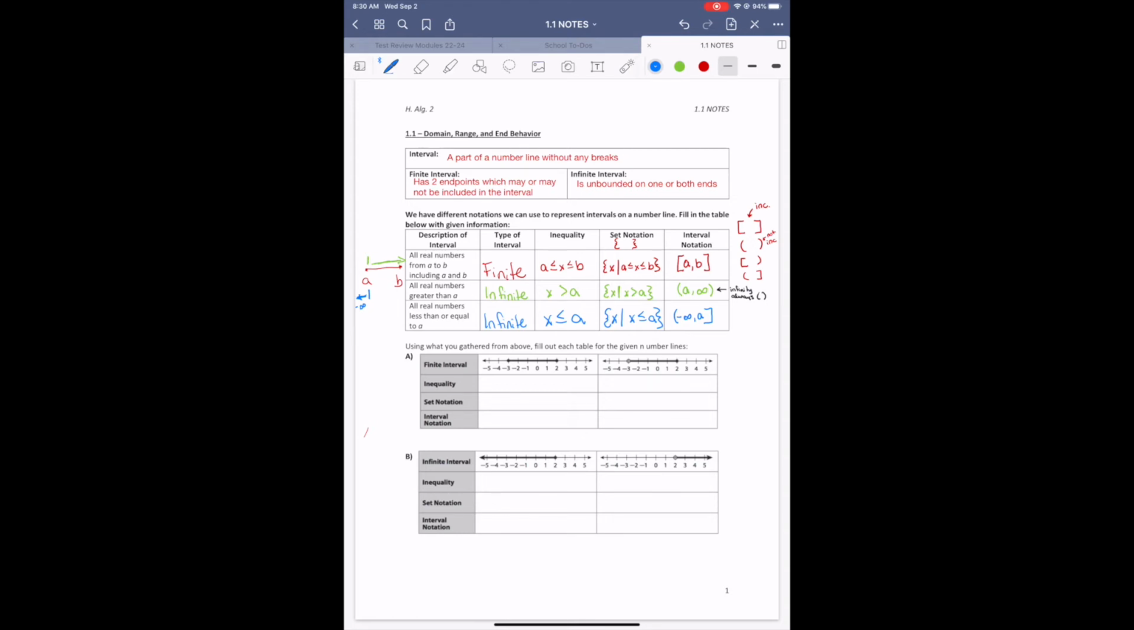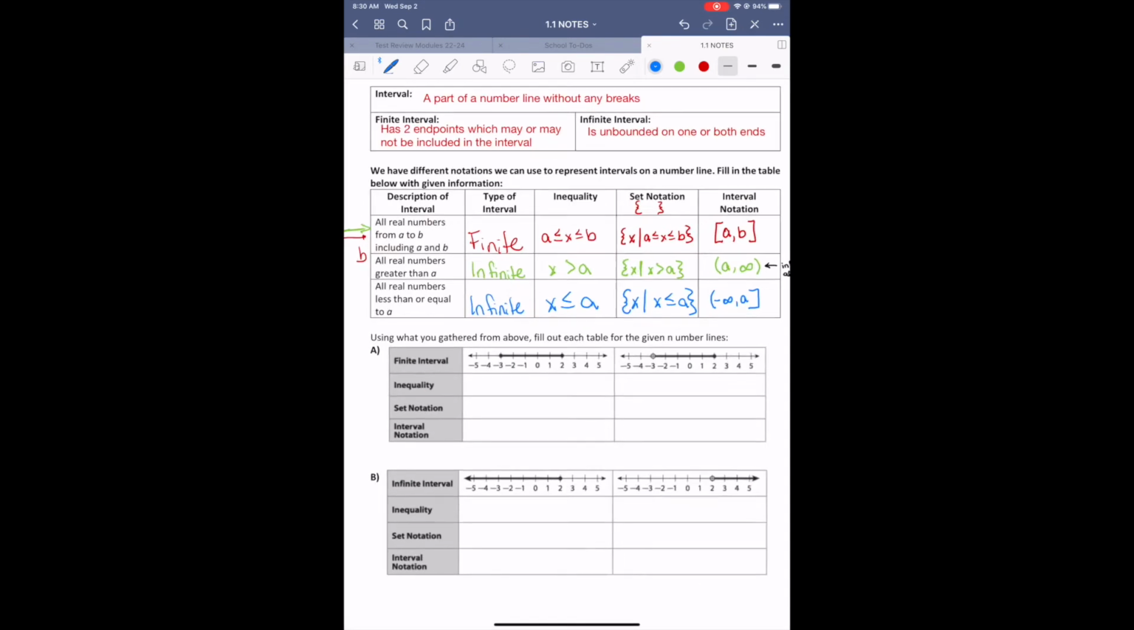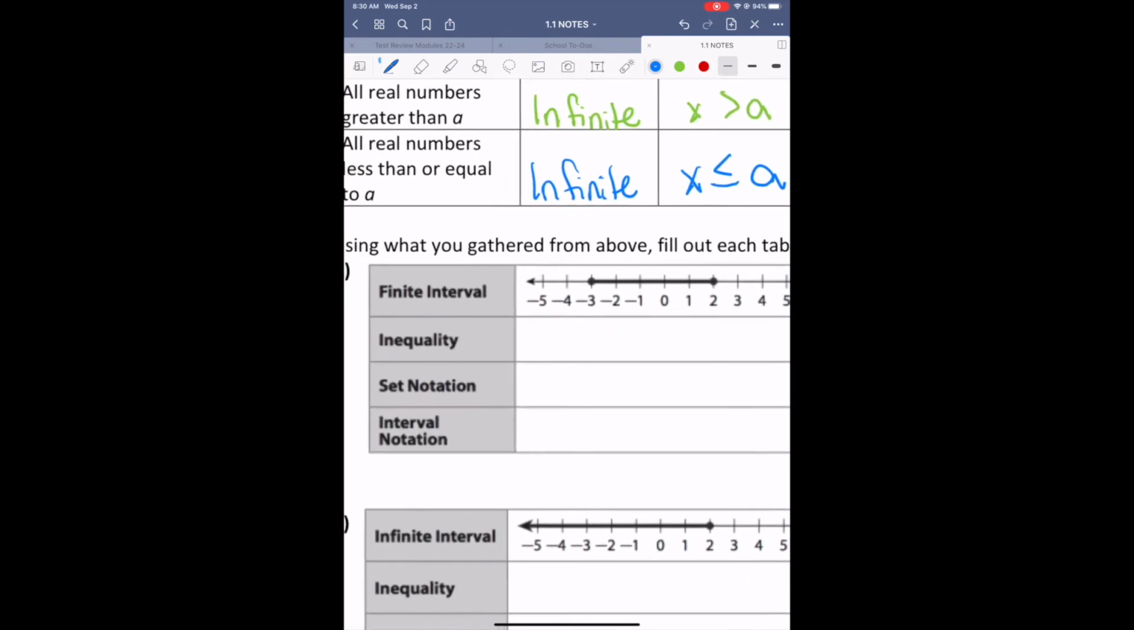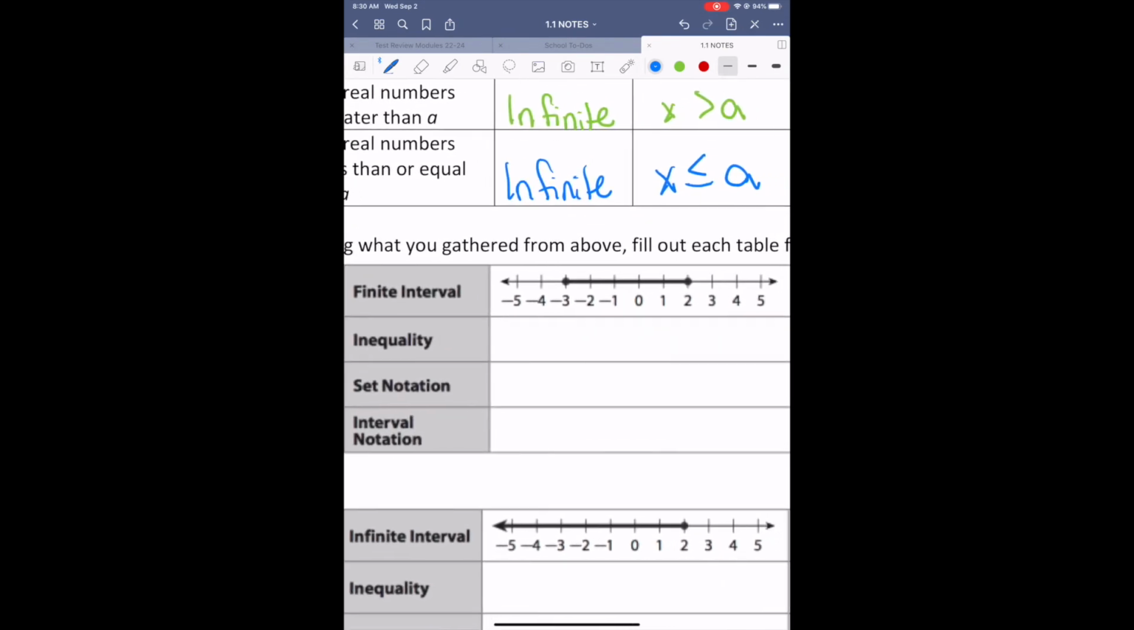So let's go ahead and do a few examples here. Looking at this first number line, we are going to write it as an inequality, as set notation, and then interval notation. Okay, and again, always from left to right. Okay, now in this case, you can see that we have a closed circle at negative 3, and we have a closed circle at 2.